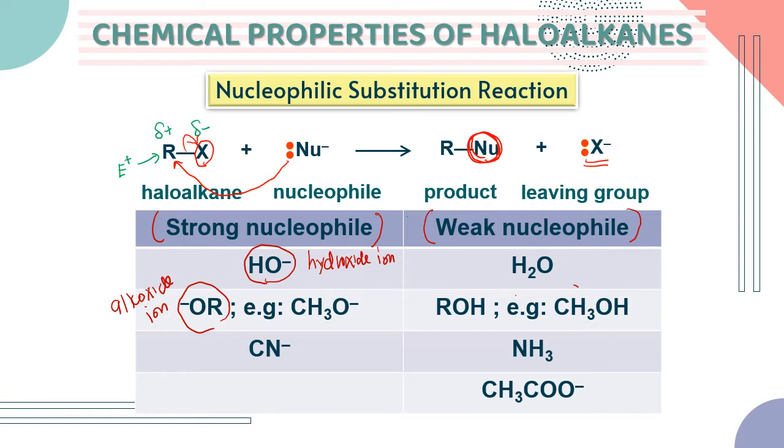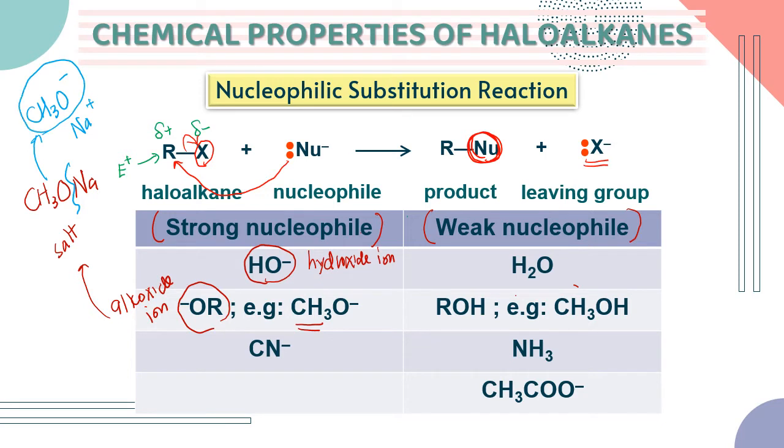Why is it an alkoxide ion? Because we have an alkyl group and then the oxygen over here, so the oxygen will be O minus. This alkoxide ion usually will come from a salt, for example CH3ONa. This salt will dissociate to give us the alkoxide ion CH3O minus and then Na plus. So this is the source of your strong nucleophile.